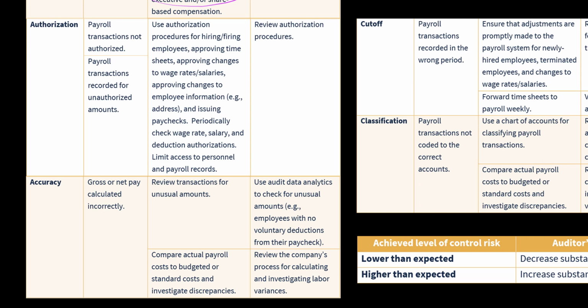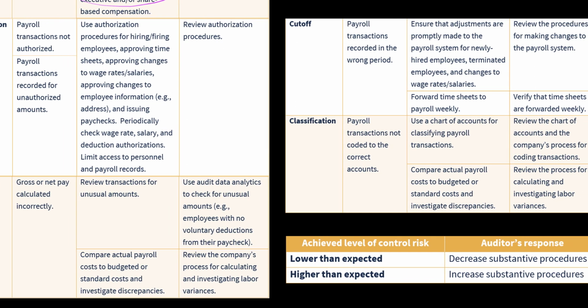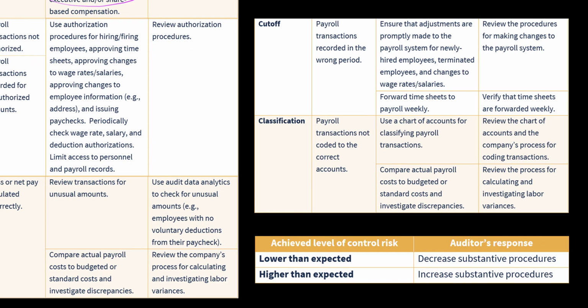Another control is making sure that the client is actually comparing actual payroll costs to either what was budgeted or what the standard cost should have been, to look for any discrepancies. So the auditor should go through and see, in fact, is there any evidence that they actually look at what the labor costs were and then compare them to what they should have been? Because just them saying, yeah, we have that internal control in place, is not enough. Is there any evidence that they're actually doing that?